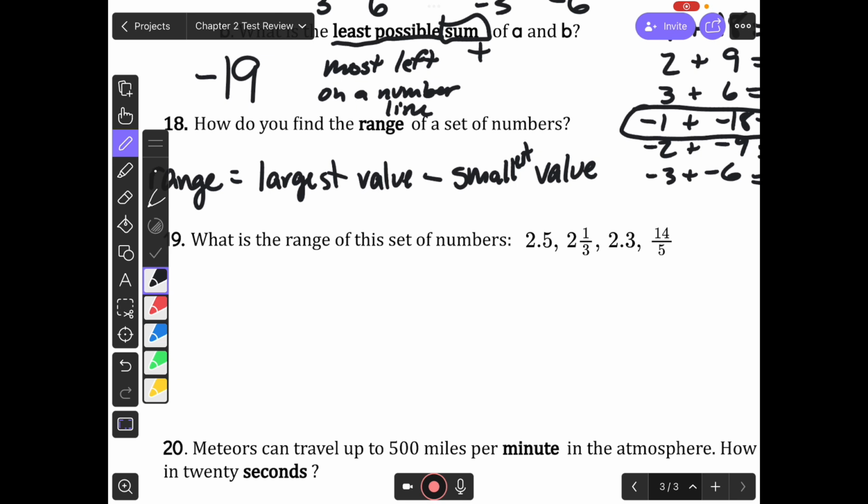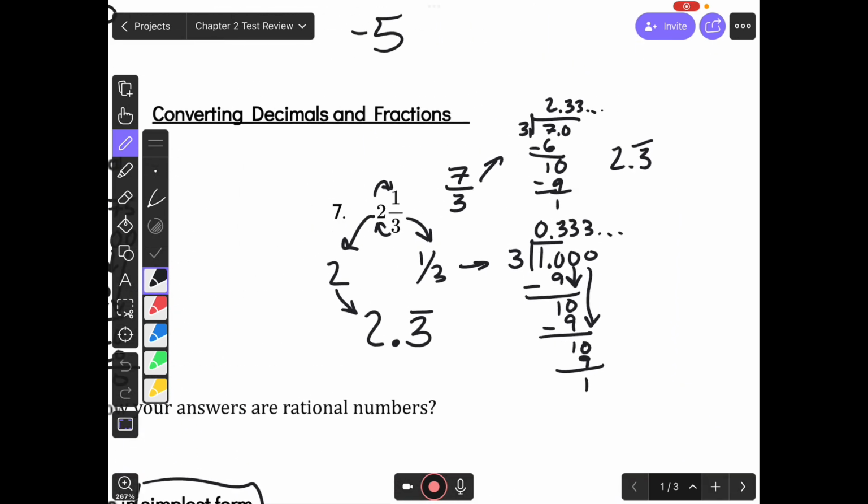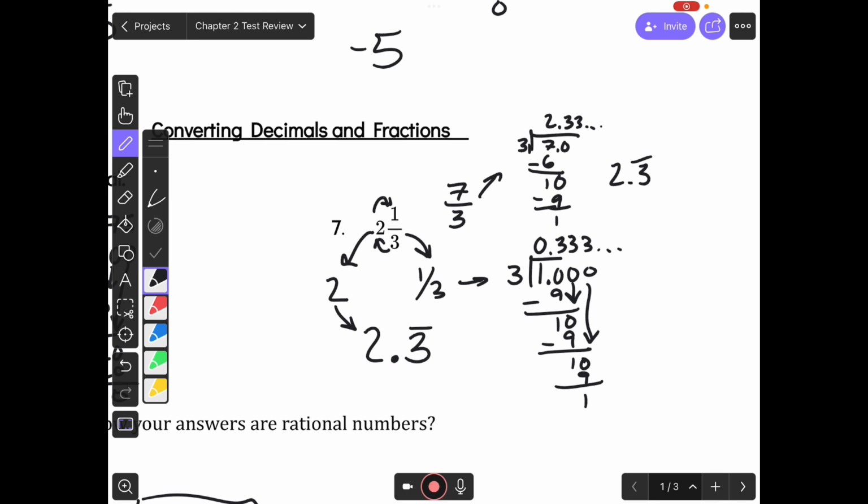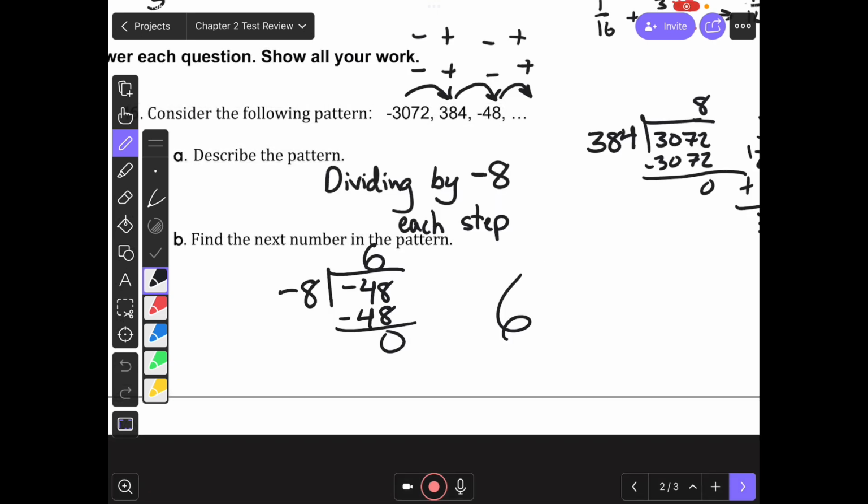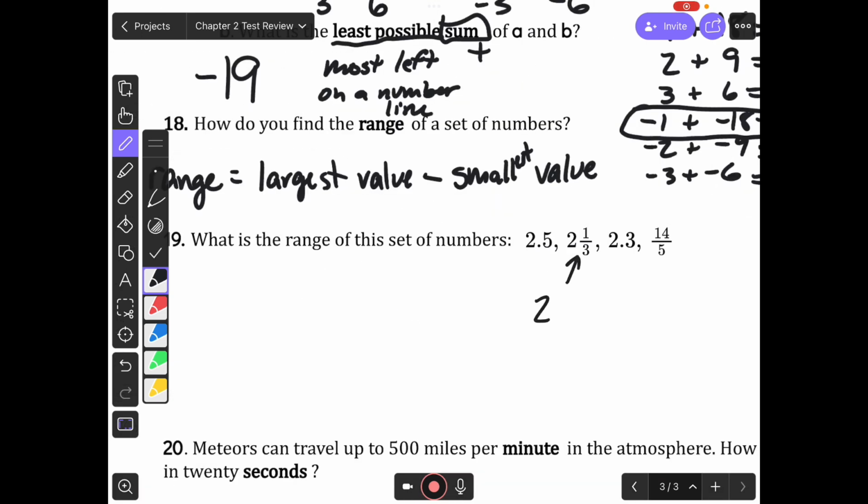Okay, I could try and convert them to fractions, but then I would have to make common denominators, and that gets a little bit long, so I'm just going to convert them to decimals. 2 1/3, we could divide it, but hey, guess what? Look at problem number 7. We already did 2 1/3. If you wanted to, you could, but this is just going to be 2.3 repeating.